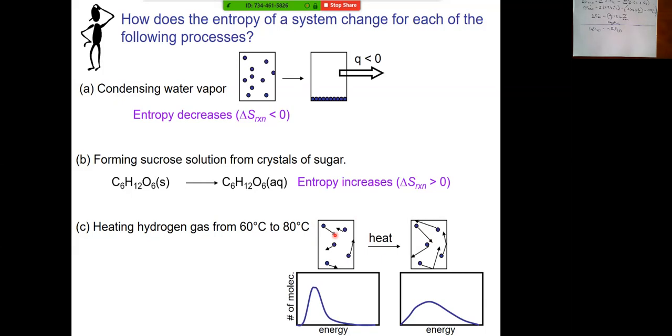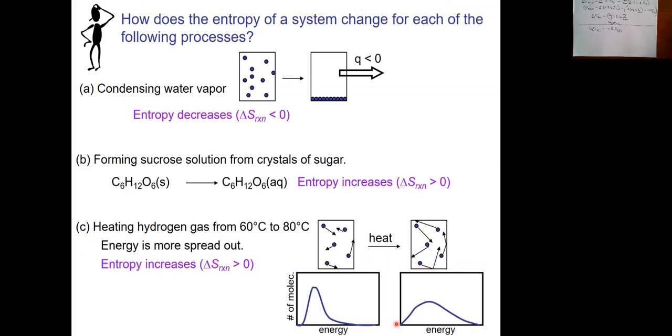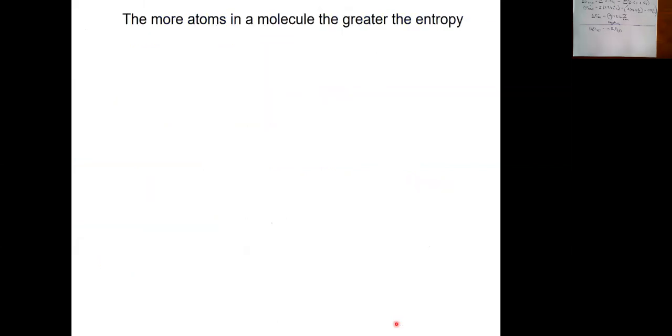So at the lower temperature, you have a taller curve that is more narrow. At a higher temperature, you've still got the same number of molecules, but you've got a spread out of your energy. Your curve gets wider. So that has more entropy when your curve is wider because your spread of energy is greater. Entropy is positive for that reaction because your products have more entropy than your reactants.